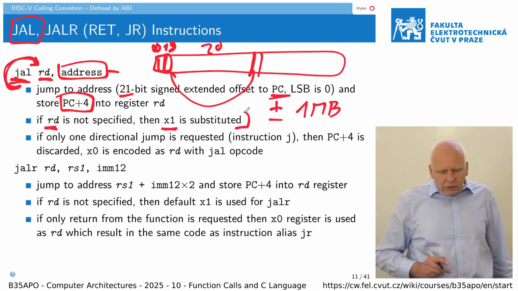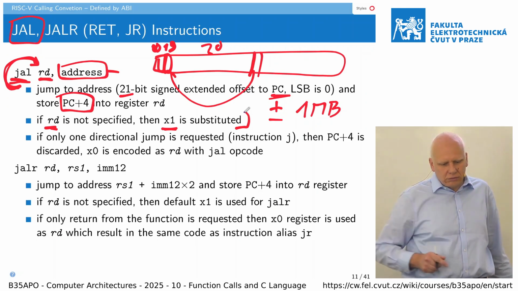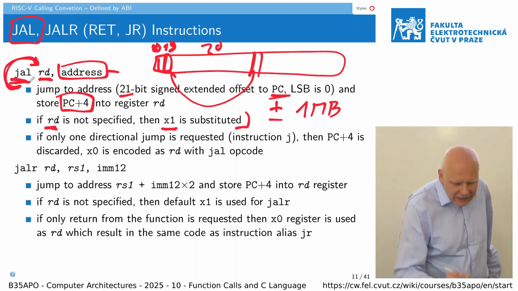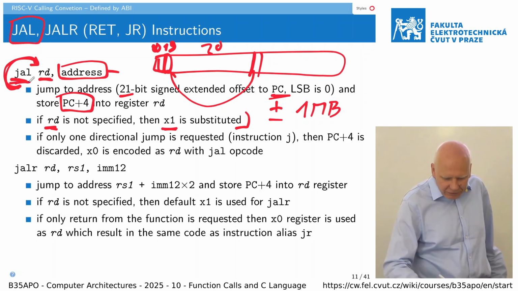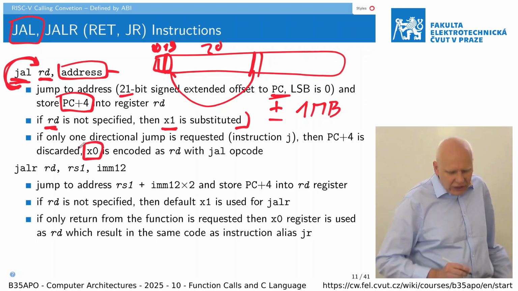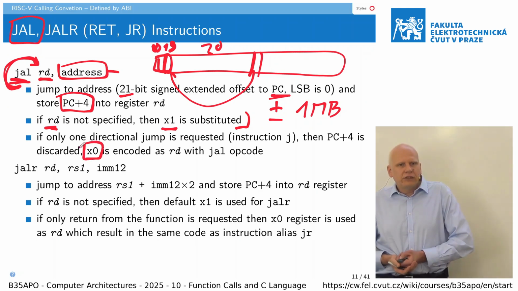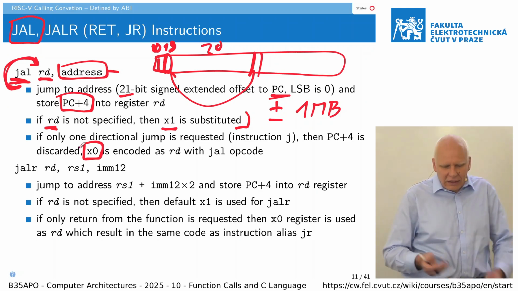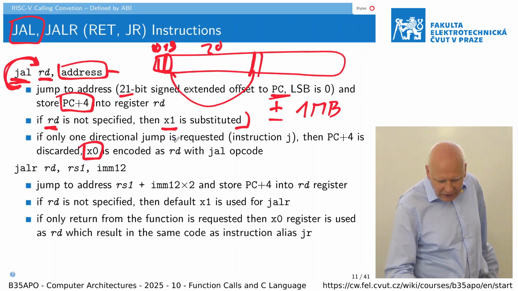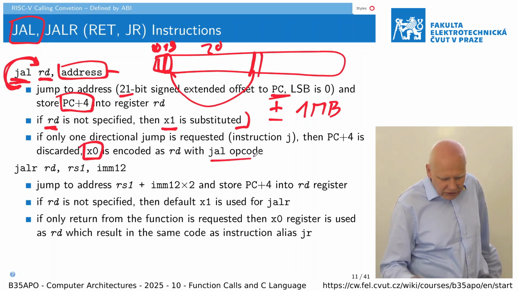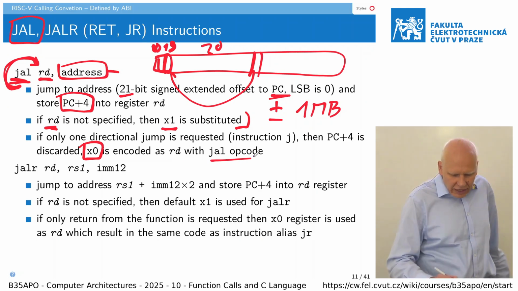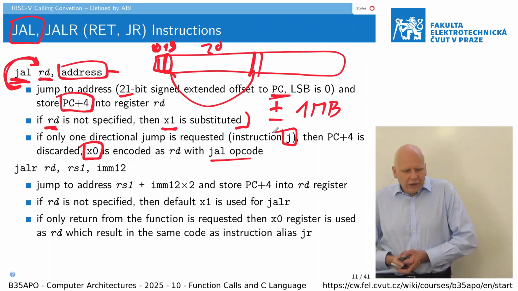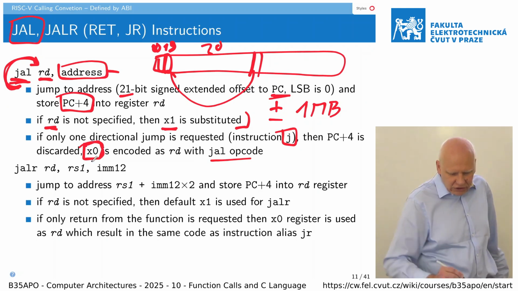If you want only a one-directional jump to some location, for example in a loop and so on, then you can use exactly the same instruction, but specify that the destination register is x0, which is fixed 0. So basically it can be used as a discard, and in this case we jump only to the given location, and we can use instruction J for this purpose, which specifies that the destination is x0.